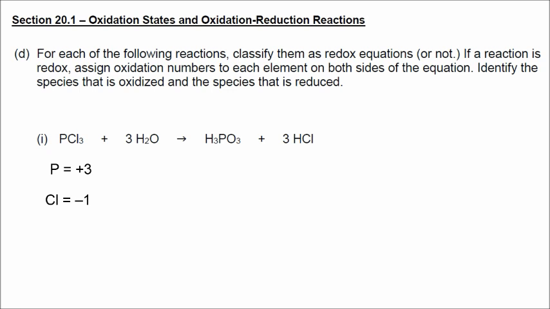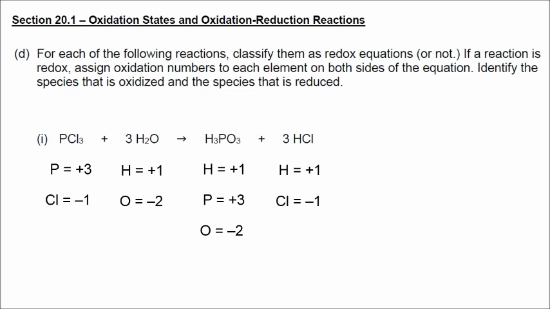In water, hydrogen is +1, oxygen is -2. In the phosphorous acid, hydrogen is still +1, oxygen is still -2, and phosphorus is going to be +3 to make the total charge 0. Of course, hydrogen is +1 and chlorine is -1 in HCl. So this reaction has no changes in oxidation number for any elements. This is not a redox reaction.